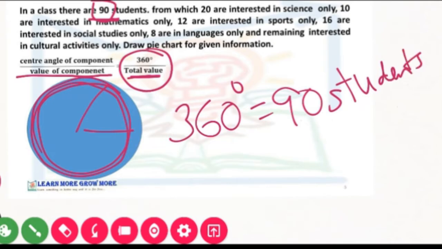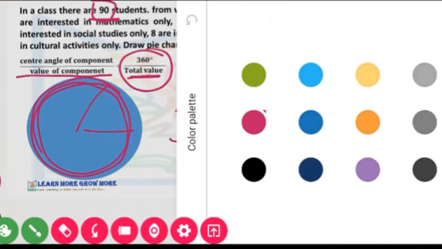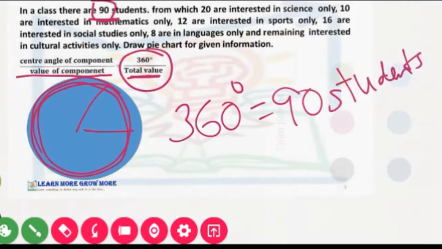And the value of the component means the individual value of the students. That means 20, 10 and 12, these indicate the value of the component. Then we need to find the center angle of the component. That means this angle we need to find. Okay, we will see how we can find those angles.